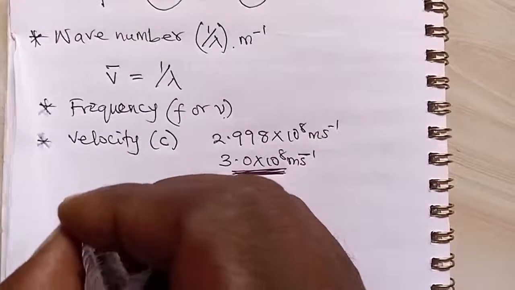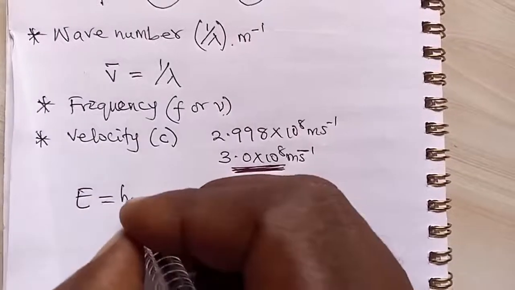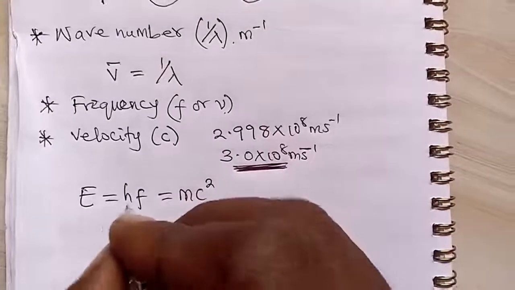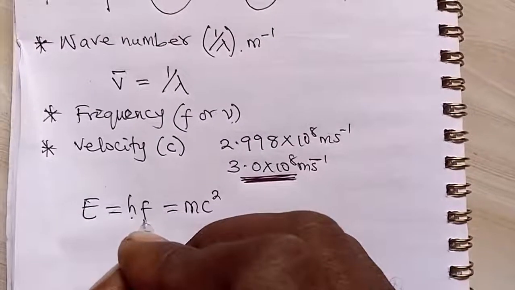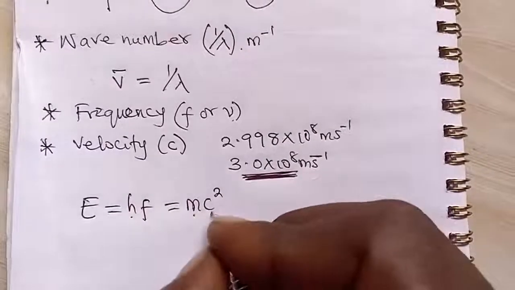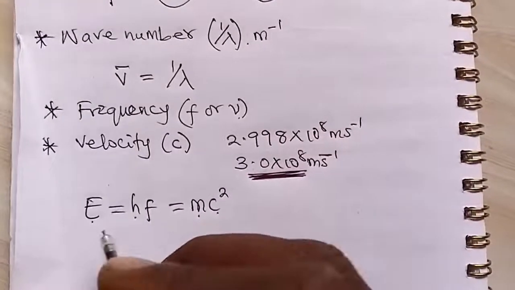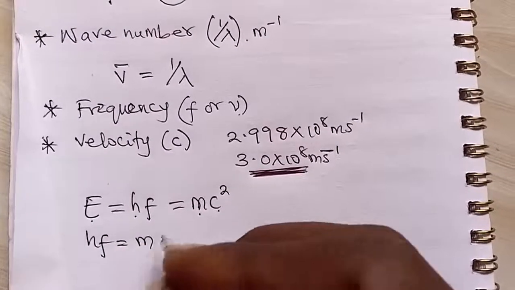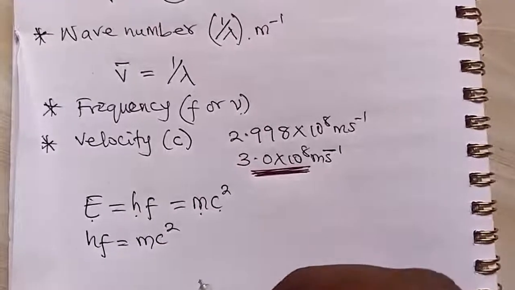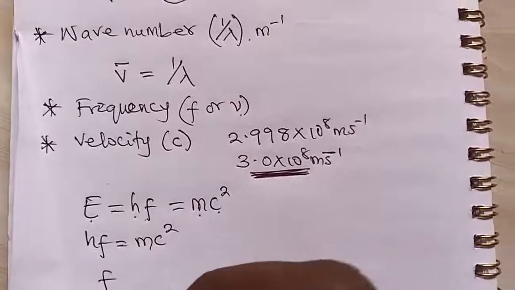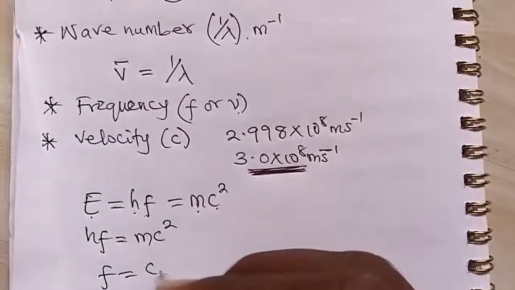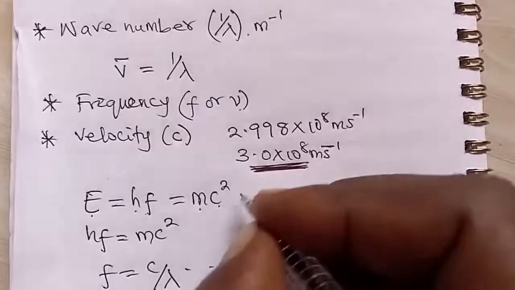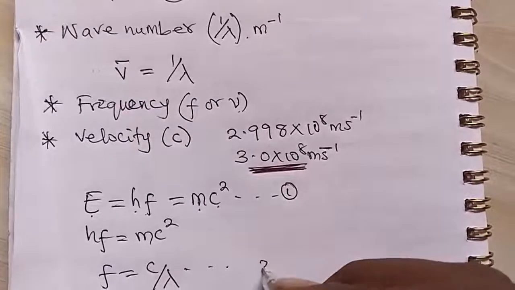Now, there are some things we need to note. Energy is given as hf, which is also given as mc squared. Here h is Planck's constant, f is frequency, m is mass, and c is the speed of light, while this is energy. Since both are energy, hf is equal to mc squared. But f on its own is equal to c, that's speed, over lambda. Let's name them equation 1 and equation 2.